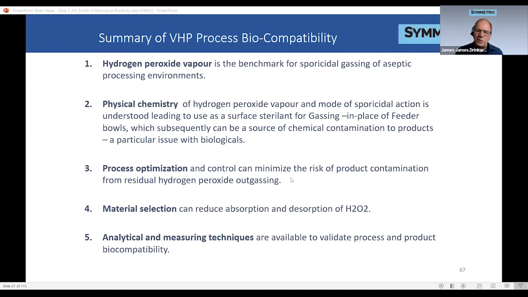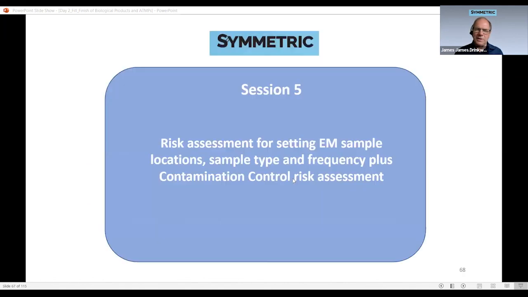You would not use for a biological product a SIP system with a silicone tube, because that silicone tube would be exposed to hydrogen peroxide, and that would leach through and impact your biological product. That has been the case before. So the analytical methods are now being developed. You need to use them in a process design to be able to deal with that.